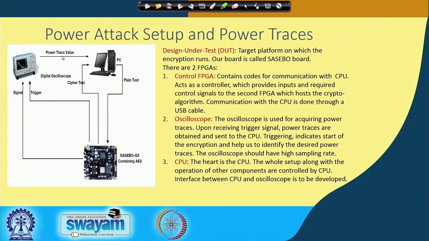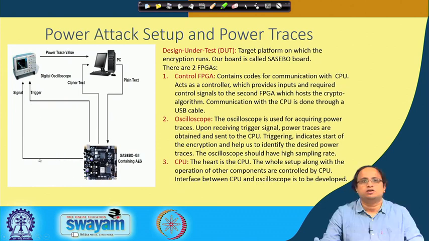The power consumption is obtained by the oscilloscope when it receives a trigger signal from this device, and then it starts observing the corresponding signals, in this case the power signals, and these are transported back to the PC. The PC maintains a repository of the plaintext, the ciphertext, and also the corresponding power trace, and it is nicely synchronized by the PC. So, the PC plays a very pivotal role in this organization and synchronization.